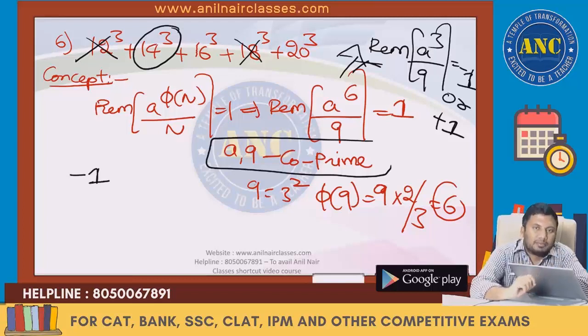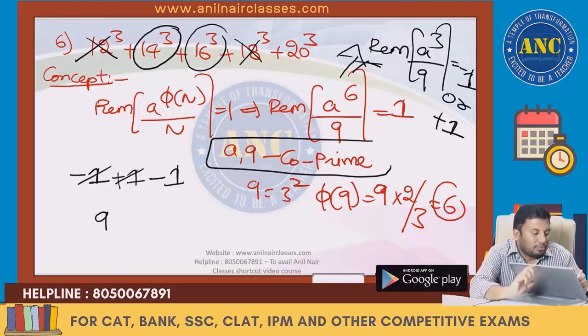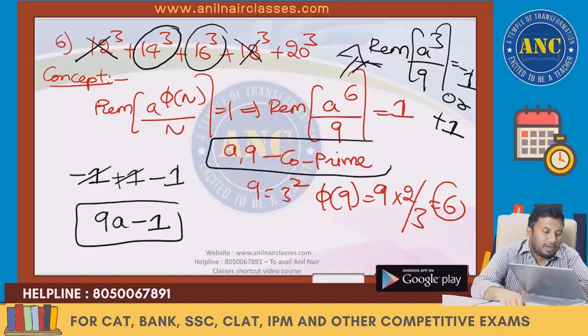125, digital sum is 1 plus 2 plus 5, 8. 8 is minus 1. 17 cube: 1 plus 6 is 7. 7 cube is 343, it is plus 1. 2 cube is 8, minus 1. The answer should be, when divided by 9, it gives a remainder of minus 1.